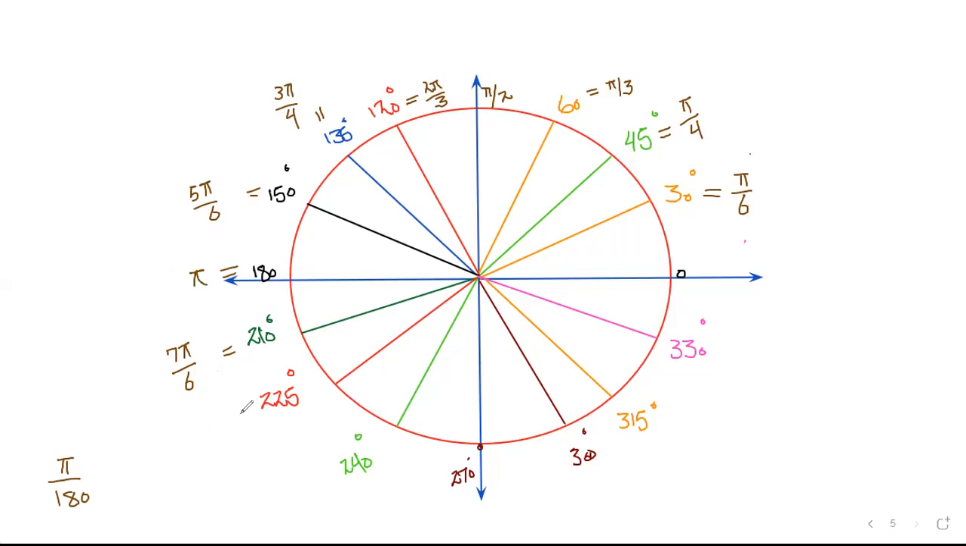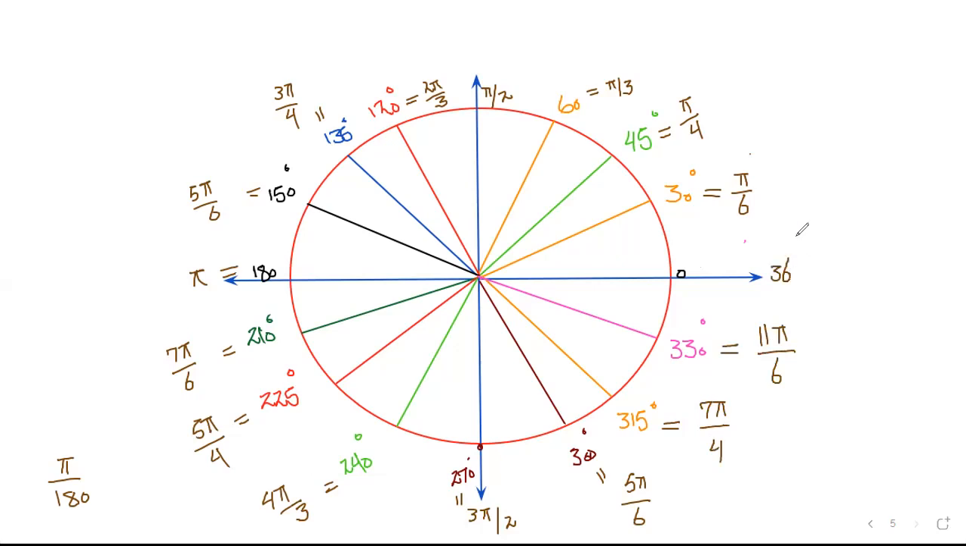For 225 degrees, it's equal to 5 pi over 4. For 240, this is 4 pi over 3. For 270, this is 3 pi over 2. For 300, this is 5 pi over 3. For 315, this is 7 pi over 4. For 330, this is 11 pi over 6. And this is 360 degrees, one complete circle around the unit circle, which is equal to 2 pi.